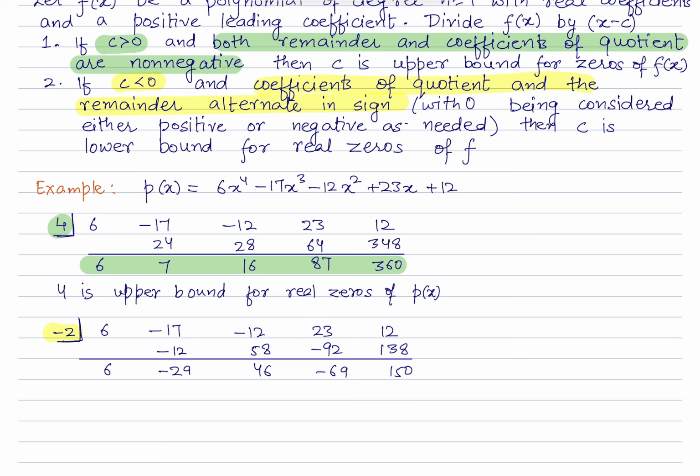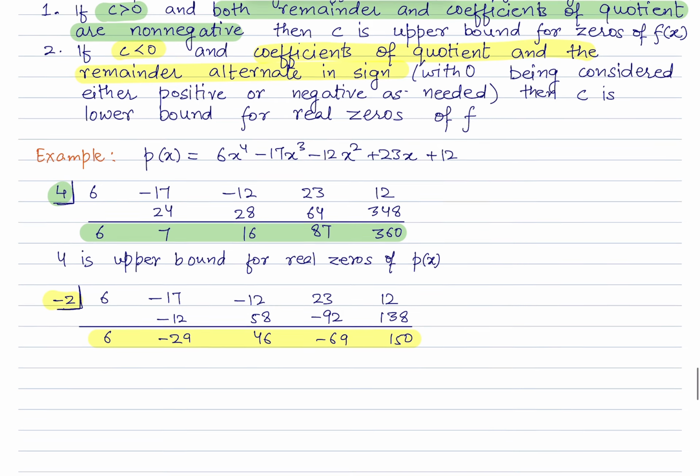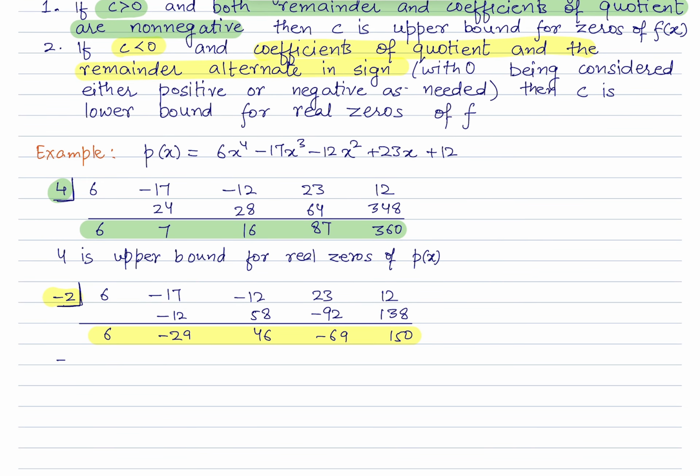So we are checking here for a negative number. The terms in the quotient and remainder alternate in sign. So you will say negative 2 is a lower bound of real zeros. In any other case, we are not concluding anything. If the signs don't alternate, we are not concluding anything.